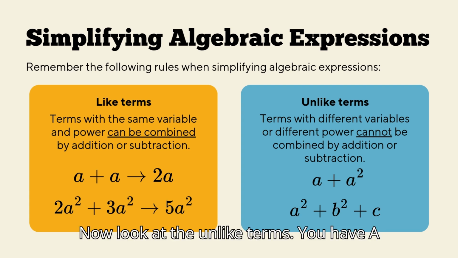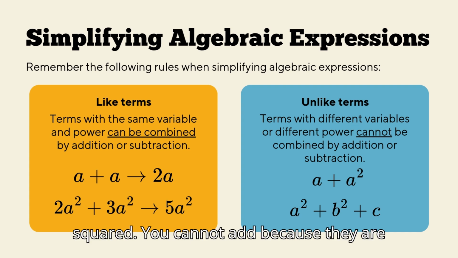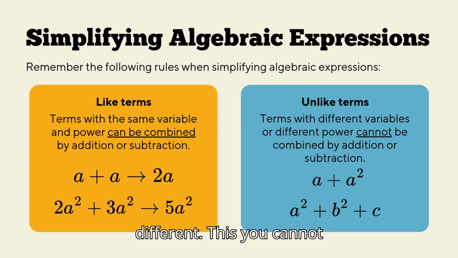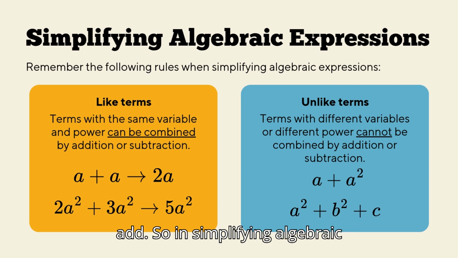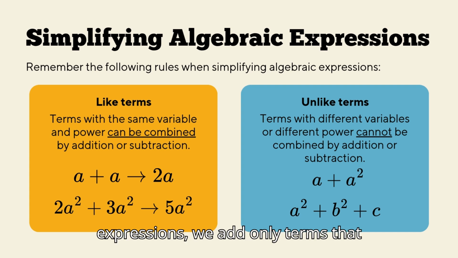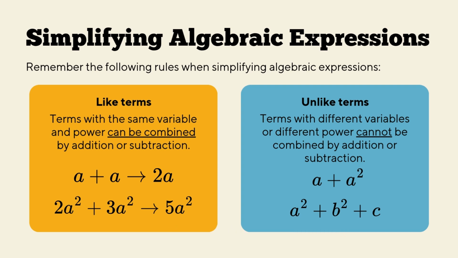Now look at the unlike terms. You have a plus a squared. A plus a squared, you cannot add because they are different. This you cannot add or subtract. And a squared plus b squared plus c, these are also different terms. They don't have a common variable, so you cannot add. So in simplifying algebraic expressions, we add only terms that have common variables and the same power.